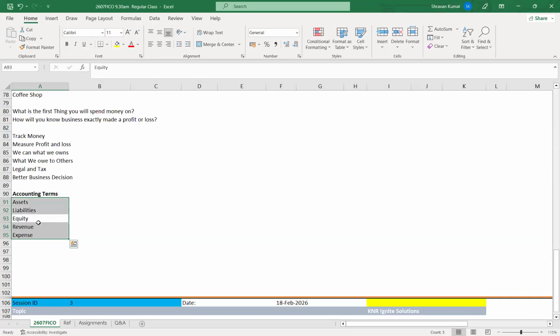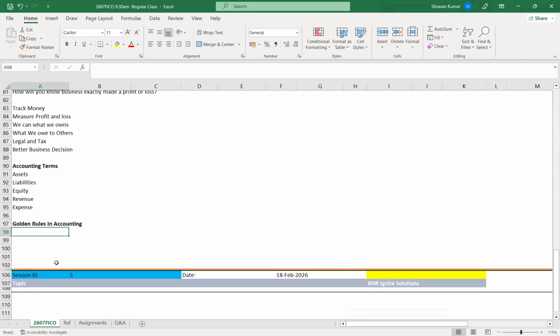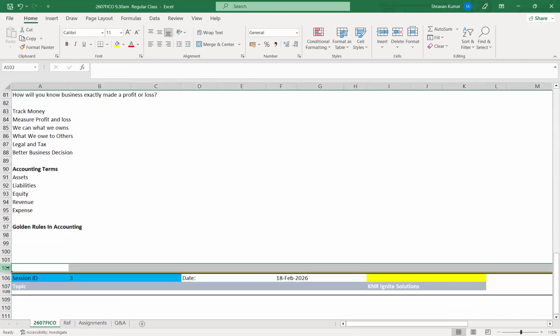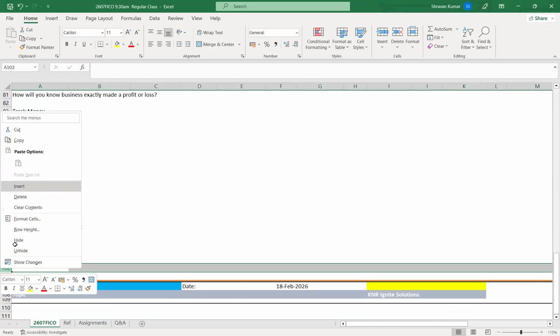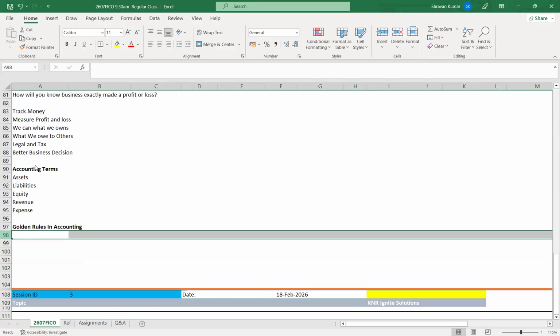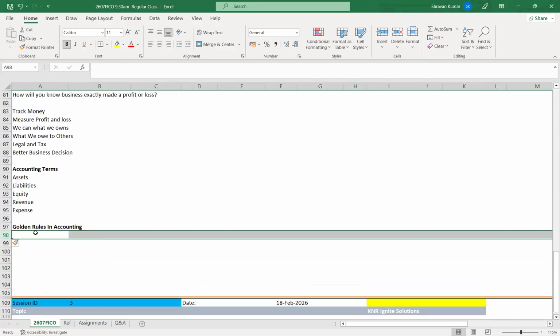So moving on to the next topic, I'm sure you might have heard this term, golden rules in accounting. Is there anyone here who has already heard this term and can speak about the golden rules in accounting? Can anyone unmute themselves, or else put it in the chat if you're already aware of these golden rules?